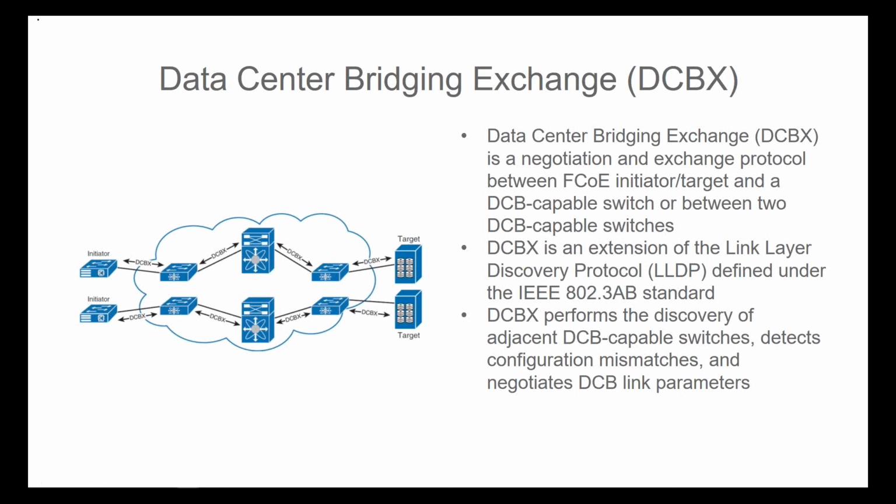It's an extension of the Link Layer Discovery Protocol defined under the IEEE 802.1AB standard, and it performs a number of discovery functions on adjacent switches and endpoints. So it looks for configuration mismatches, and it negotiates link parameters. It's going to negotiate behaviors for priority flow control, enhanced transmission selection, network interface virtualization, and it's going to monitor logical link up and down and make sure they're successfully negotiated.